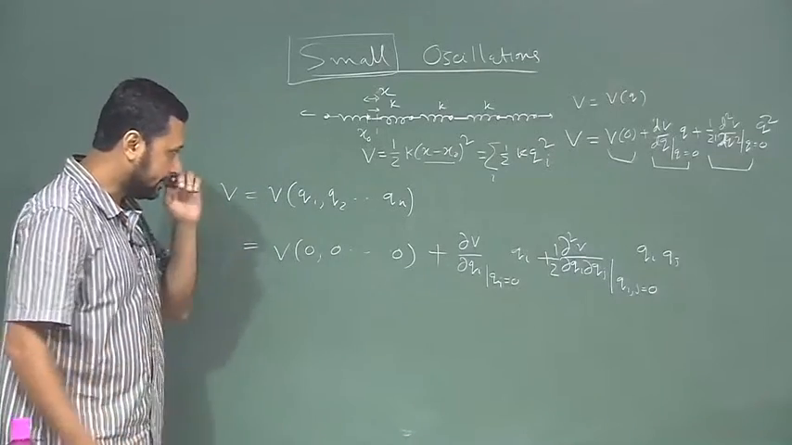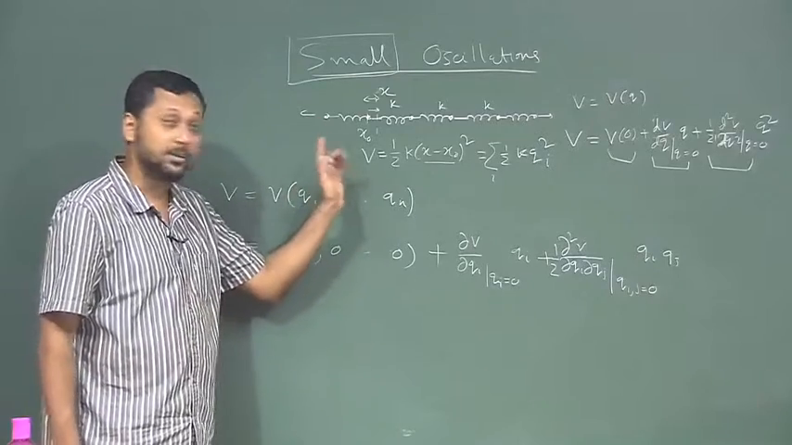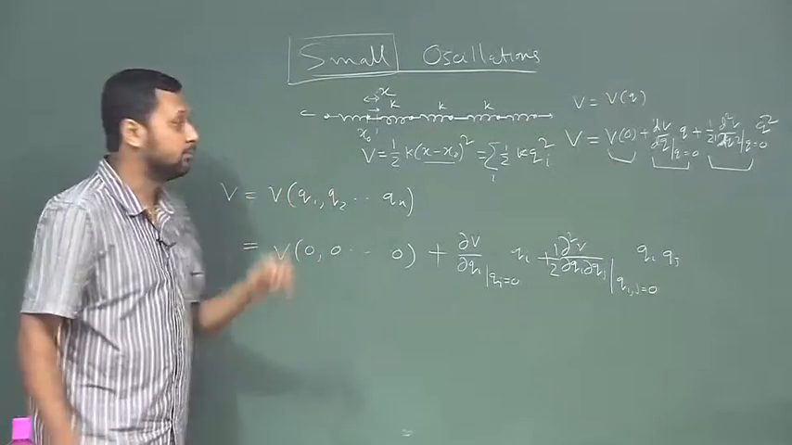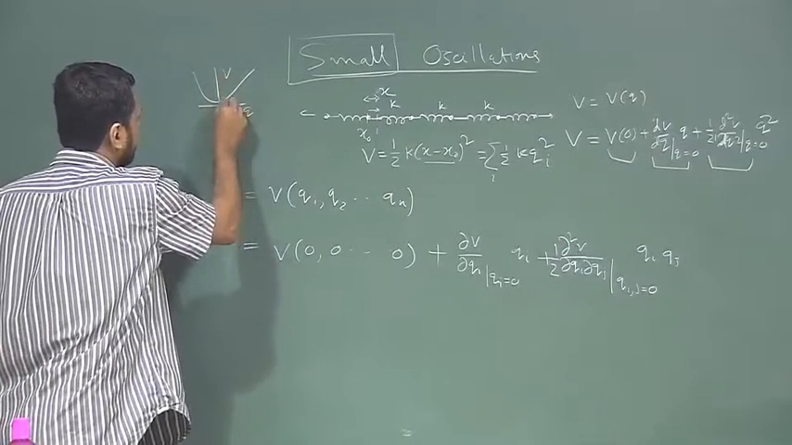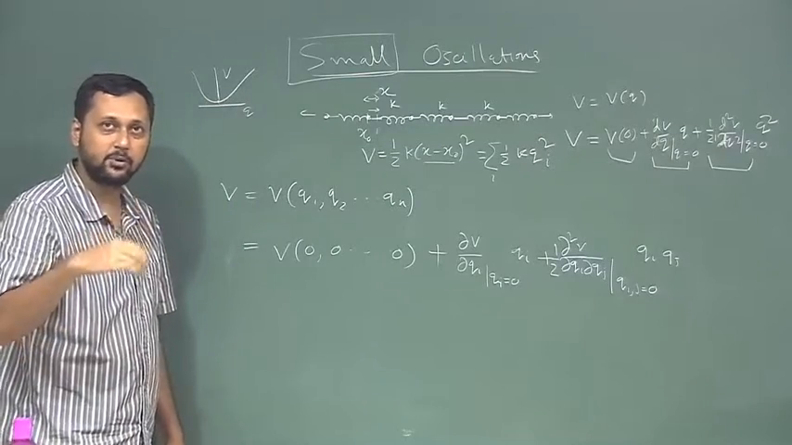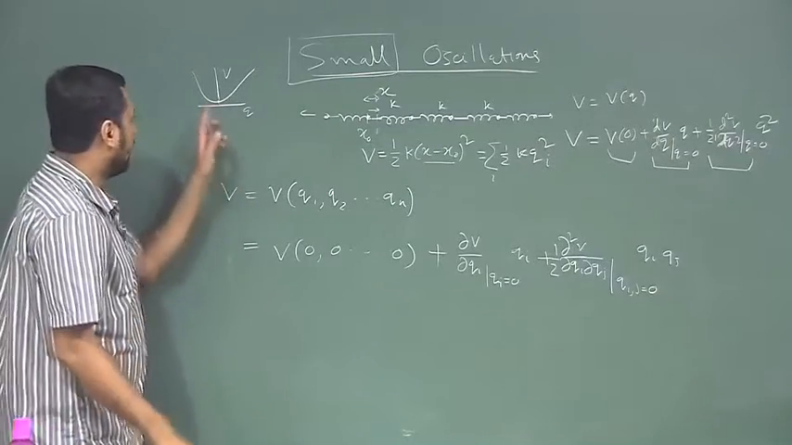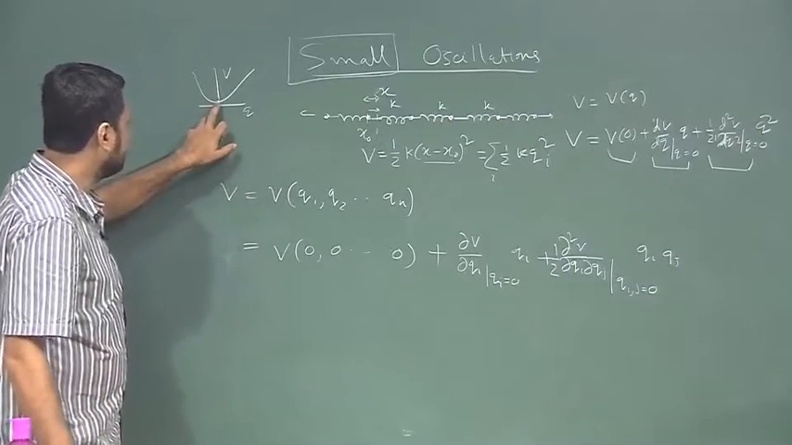So, if this is the case, it is a stable equilibrium. And for stable equilibrium we have already seen that if this is your V and this is your q, this has to be a minimum point, not a maximum point. A maximum point is an unstable equilibrium. So for stable equilibrium it has to be here.